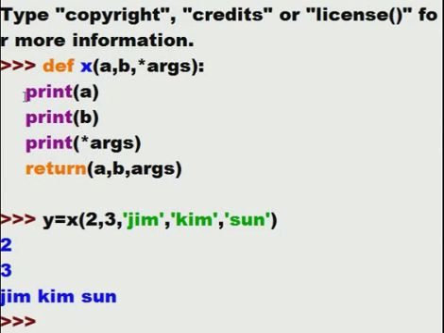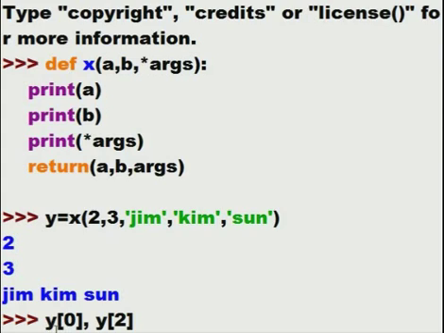Well, it did what we told it to do. Printed out the contents of a, which was 2. We passed it 2, that got caught in a. Then it prints out b, 3 was passed to b, and here it is, it just got printed out. And then, what was in args? These three items got caught in args, and they got printed out like this, Jim, Kim, and Sun. Well, can we access these now in the variable y? Let's find out.